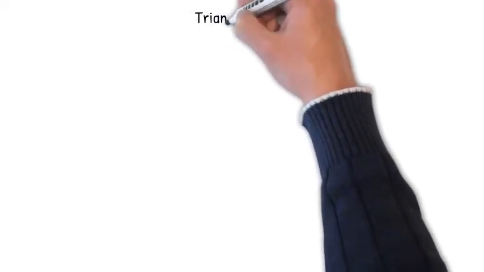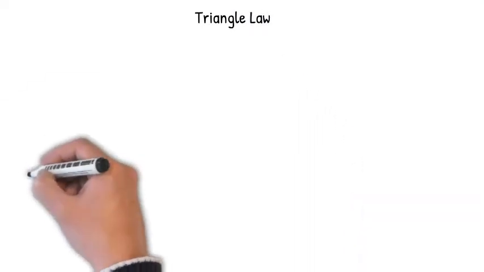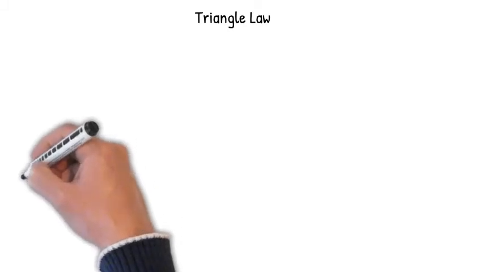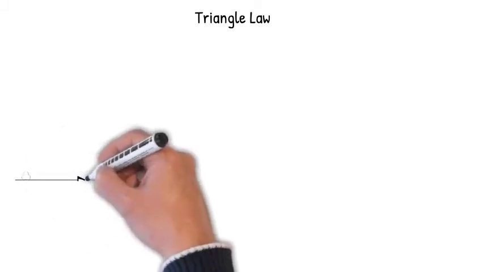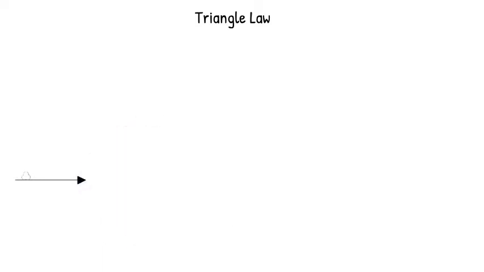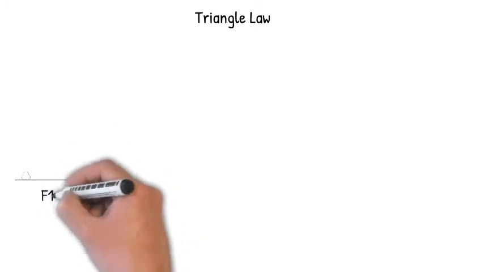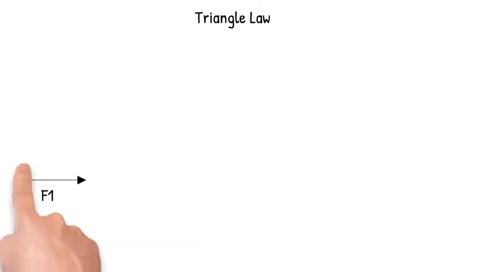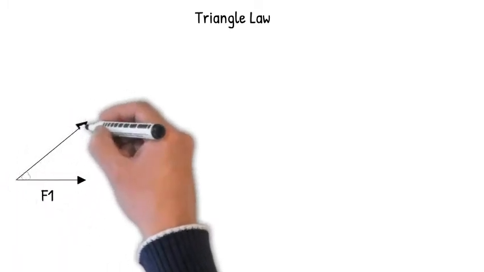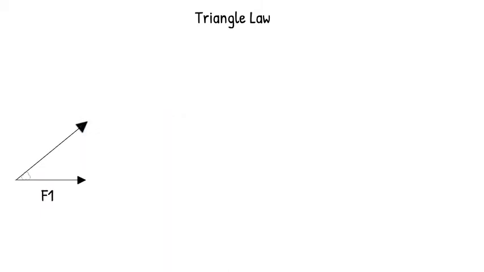Welcome all. Let's discuss the triangle law. To understand the triangle law, we need to consider an object acted on by two forces. The two forces can be represented by the two sides of a triangle in magnitude as well as direction. Now here, this is the first force F1 and this is the second force F2.